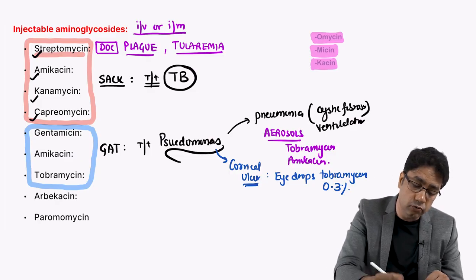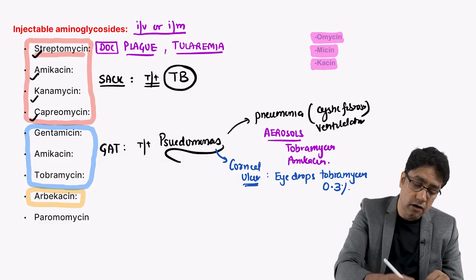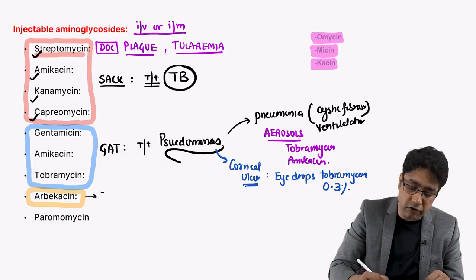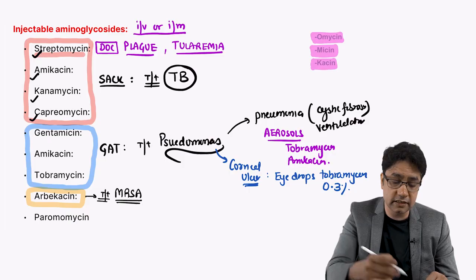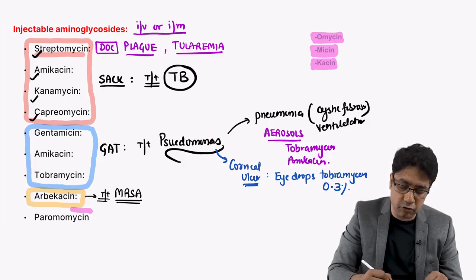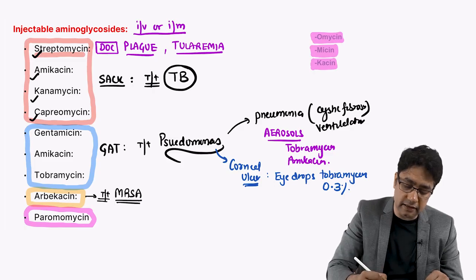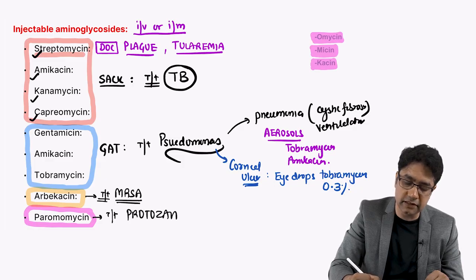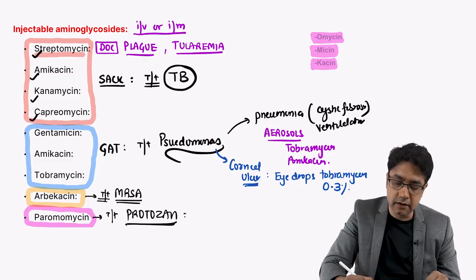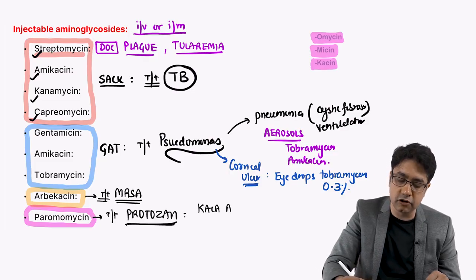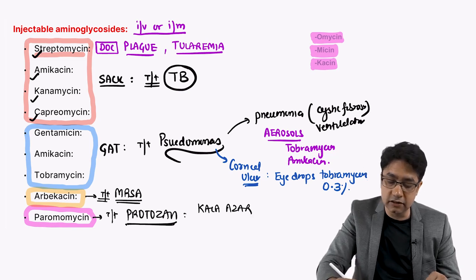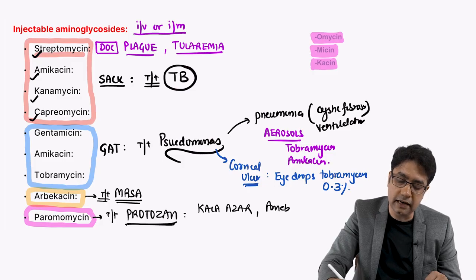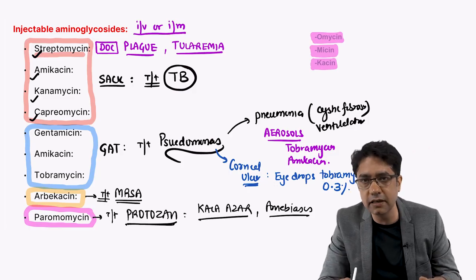Then we made a new drug, arbekacin. Arbekacin is approved for the treatment of MRSA infection, methicillin resistant Staph aureus. And the last drug we have is paromomycin. Paromomycin is given for the treatment of protozoan infections, like Kala Azar. Kala Azar is caused by a protozoa, Leishmania. It is also given as an amoebicidal drug for amoebiasis, which is caused by a protozoa, Entamoeba histolytica.